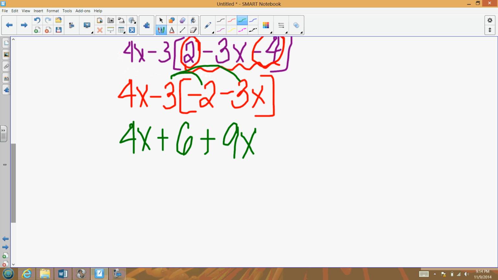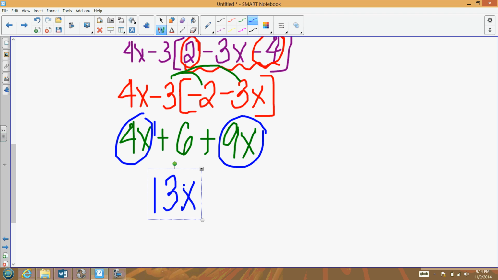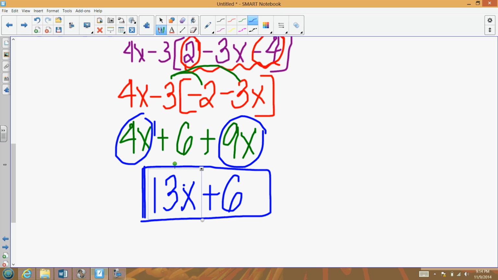And again, we're combining like terms. So I have my 4x and my 9x. I can combine those. I get 13x. You just add your 4 and your 9. And then keep the plus 6. So whenever you see multiple sets of parentheses, make sure you work from the inside out, keeping in mind to distribute.